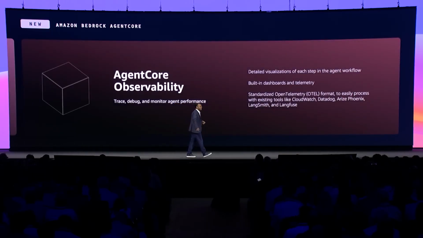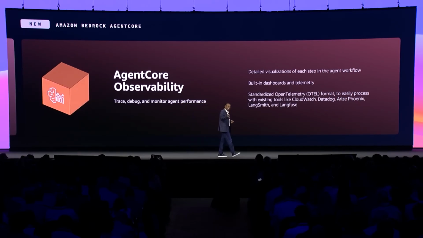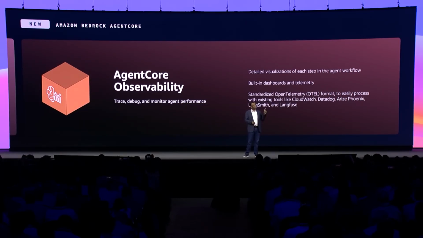Finally, Agent Core Observability helps developers trace, debug, and monitor agent performance. It offers detailed visualizations of each step in the agent workflow, enabling developers to deeply inspect into an agent's execution path, audit all their intermediate outputs, and debug performance bottlenecks and failures.